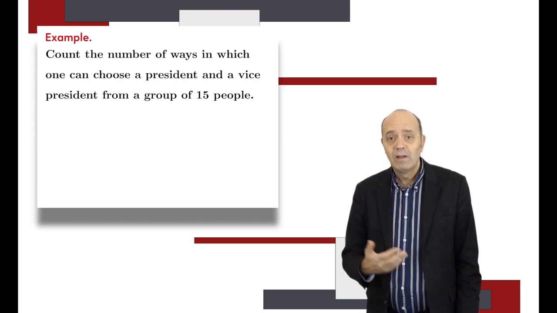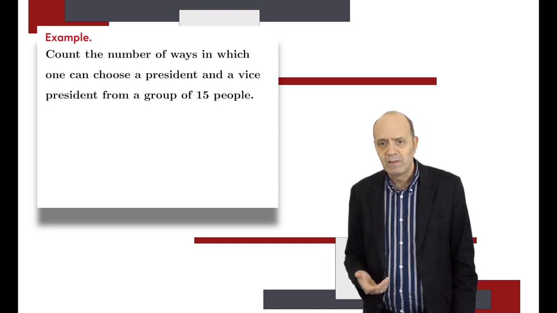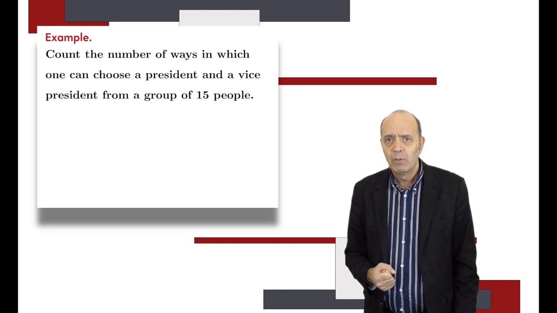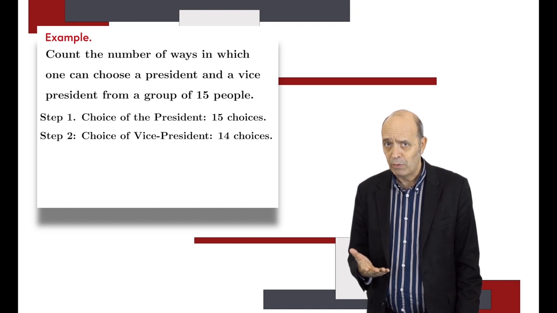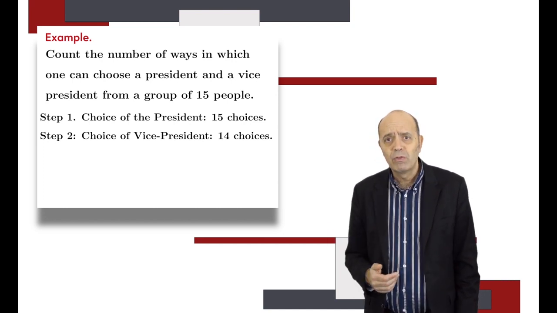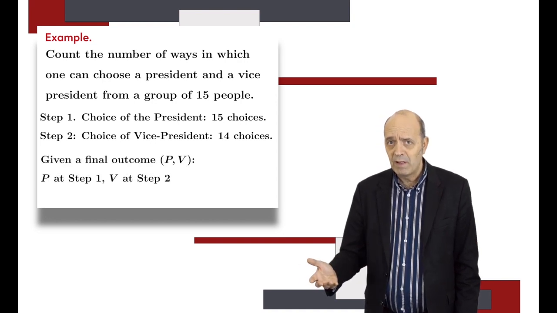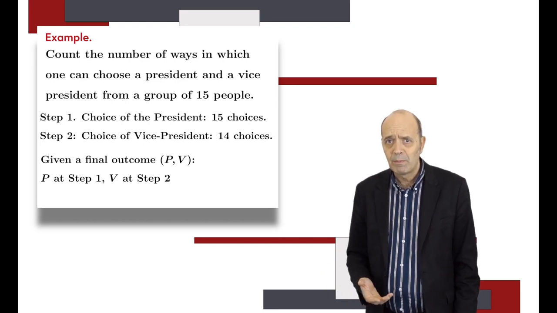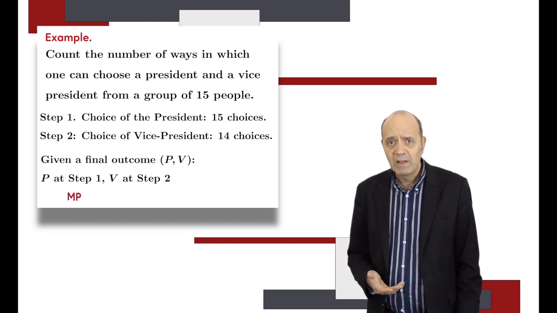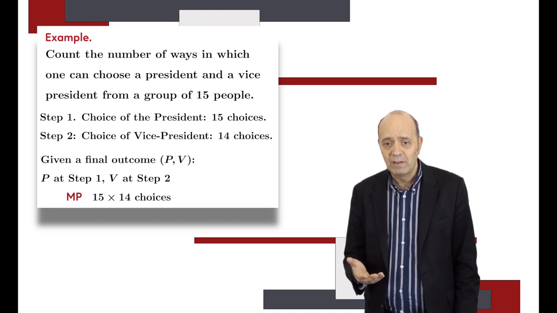As an example, let us count the number of ways in which we can choose a president and a vice president from a group of 15 people. We can do it in 2 steps. In the first step, we choose the president. We have 15 choices. And in the second, we choose the vice president. Also, from the final outcome, president and vice president, we know who was chosen at step 1, the president, and who was chosen at step 2, the vice president. And so we can apply the multiplication principle, and this gives us 15 times 14 possible choices.